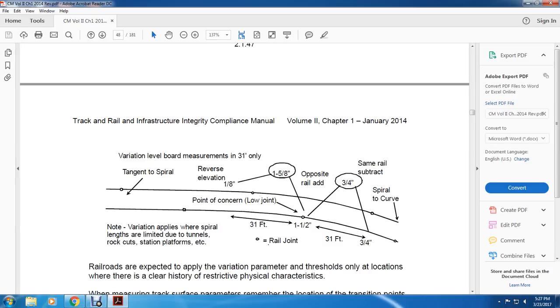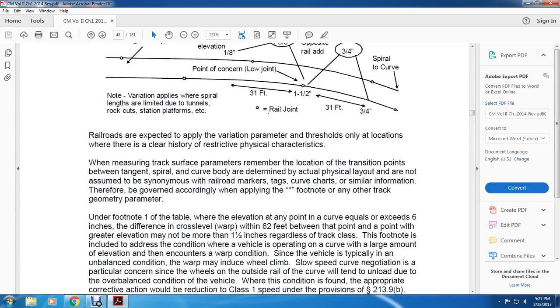Note the variation applied with the spiral length limited due to the tunnels, rock cuts, stations, platforms, etc. Railroads are expected to apply the variation parameter thresholds, location clearly, history, restrictive physical characteristics, measuring, tracking for the parameter, location, transit position between tangent, spiral, curved body to determine the actual physical layout. When they're not assumed synonymous with the railroad marker, the tags, the curvature are similar information, therefore governed accordingly, applying with the footnote and any other track geometry.